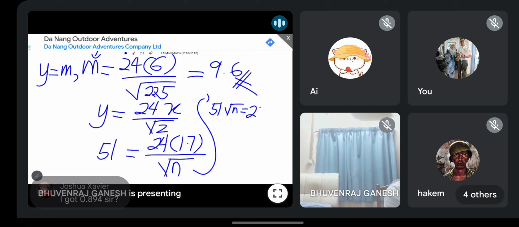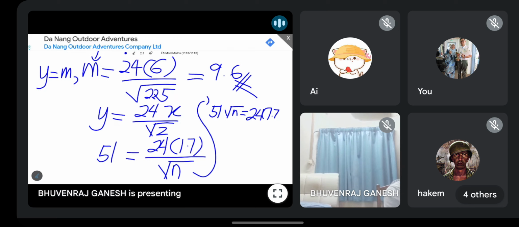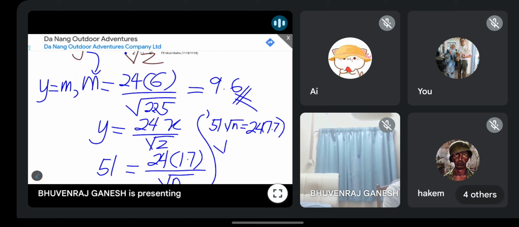Wait, I saw the working. I think press calculator wrong only. Okay, you will get like this. So square root N, you should get 0.8. Okay, but they ask you nilai N. So N should be 0.8 square. So that's why N is 0.64.